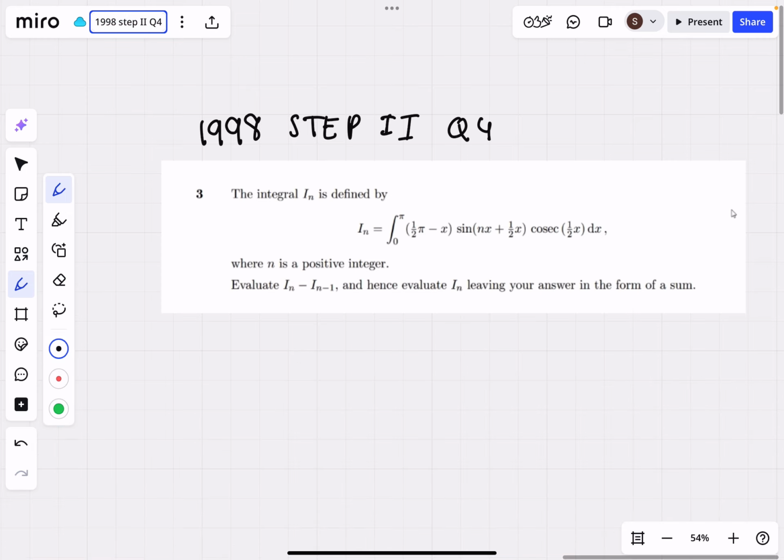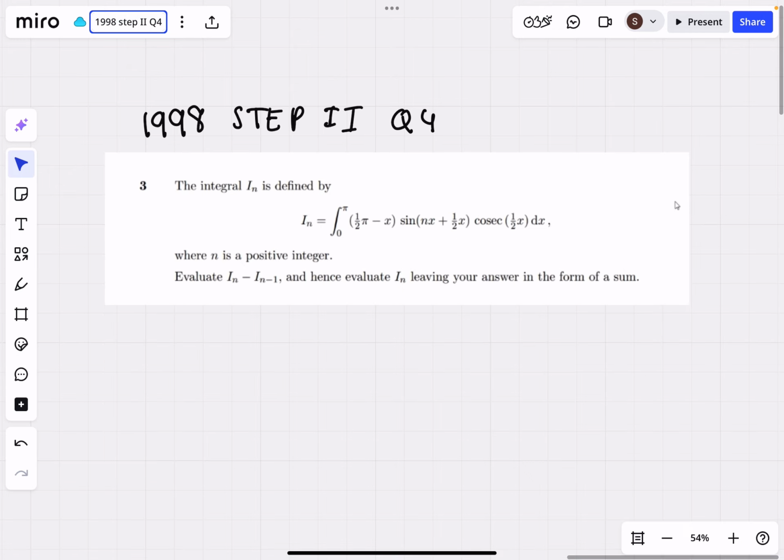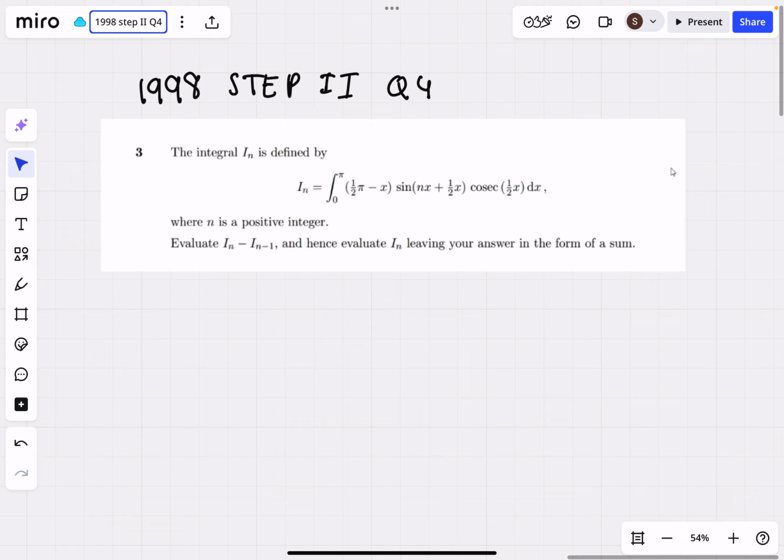Anyway, step 2, question 4, 1998. This is also the 24th foundation module step question. So let's just get into it.